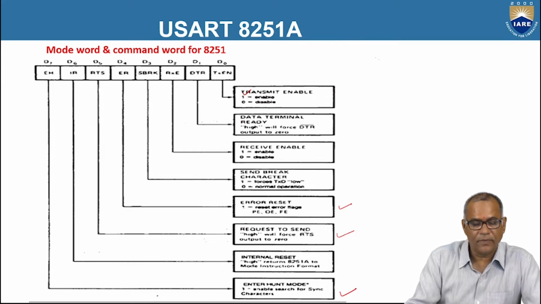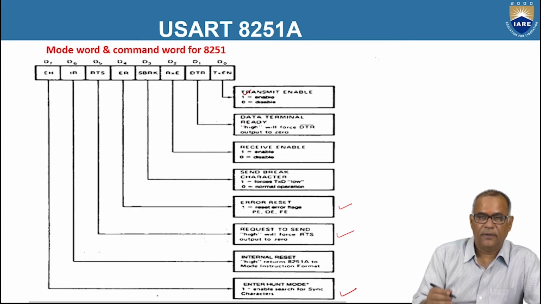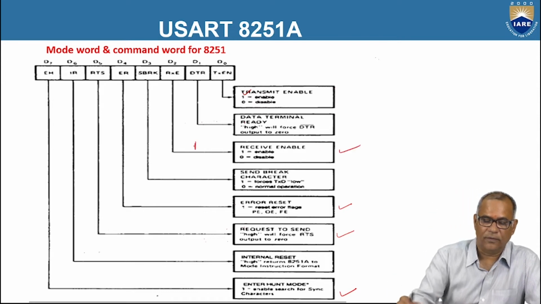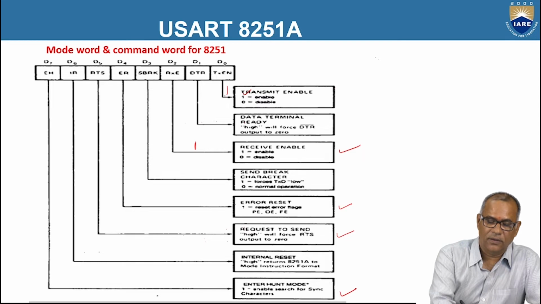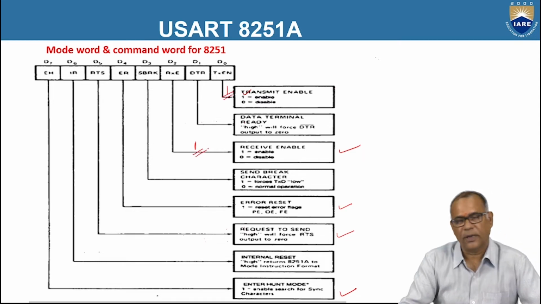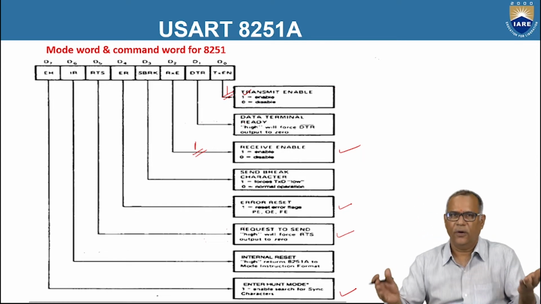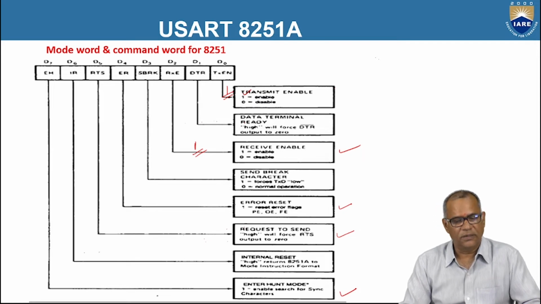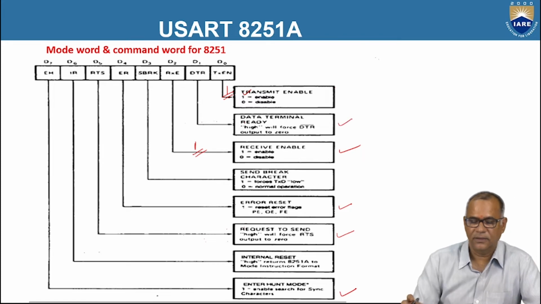And next, SBRK, send break character. So if it is 1, it forces TXD low. If it is 0, then normal operation. And when 8251A is used as a receiver, this bit has to be 1. In case you are using 8251A as a transmitter, then this bit has to be 1. So accordingly, you have to program it. When you have two sections, receiver and transmitter, at both sides you have 8251, and accordingly you have to set this command word. And this is the data terminal ready signal.